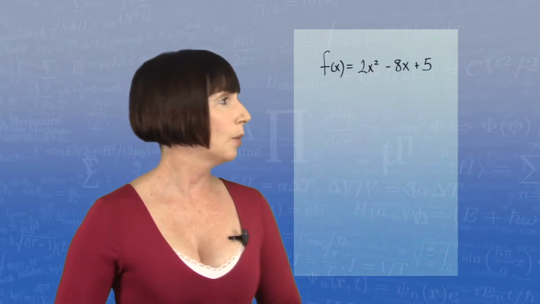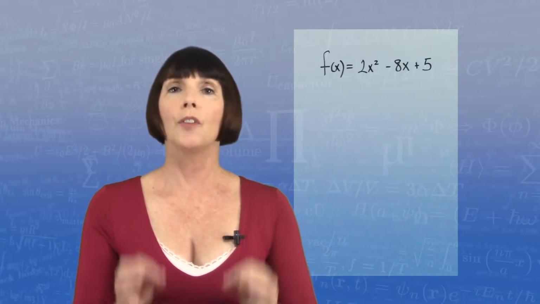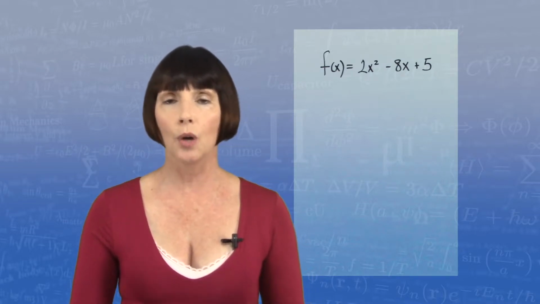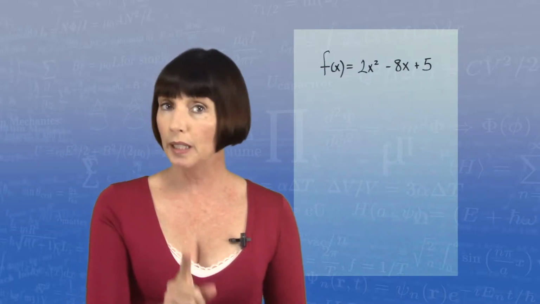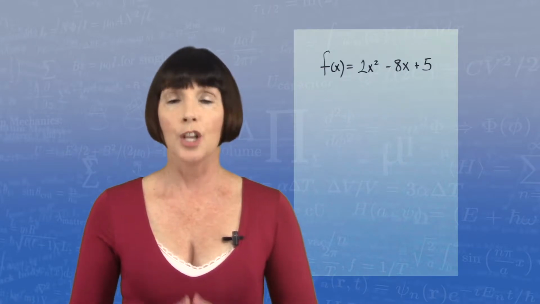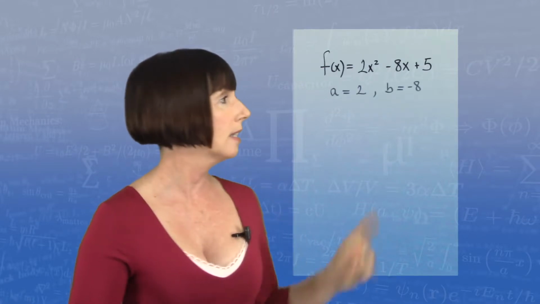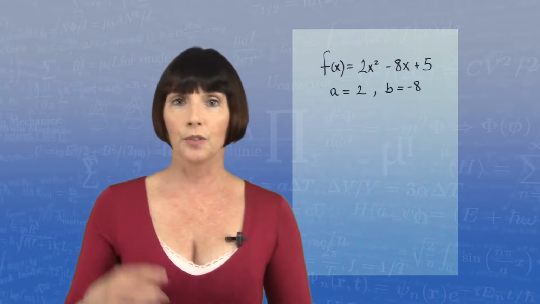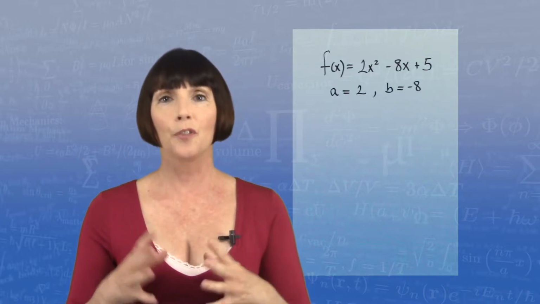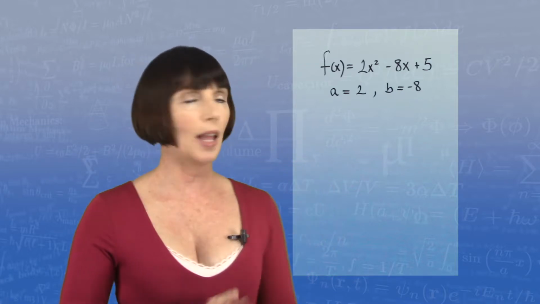Let's look at an example of finding the vertex. Here's our function. F of x is equal to 2x squared minus 8x plus 5. All right, first of all, let's identify our coefficients a and b, because we need those to find the vertex. So the coefficient a is 2. That's the value in front of the x squared term. And our coefficient b is negative 8.